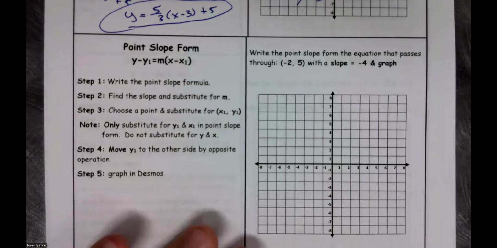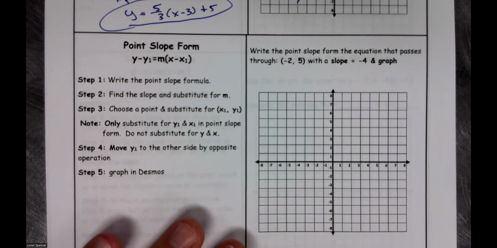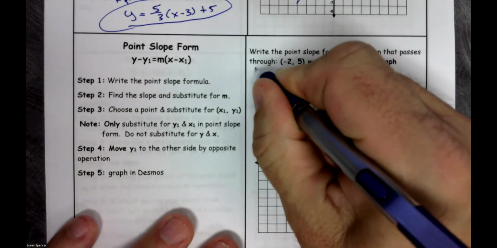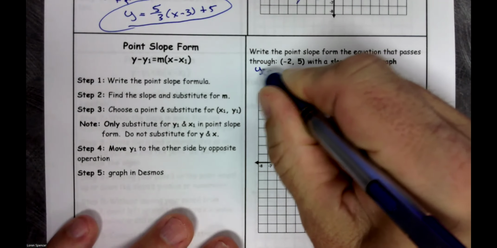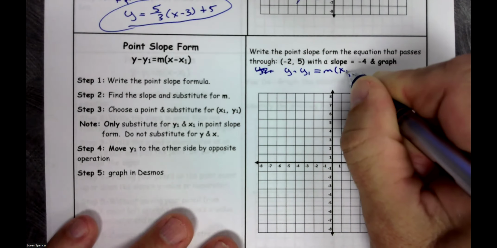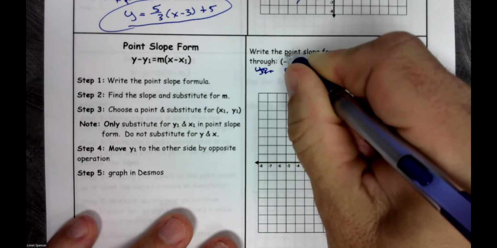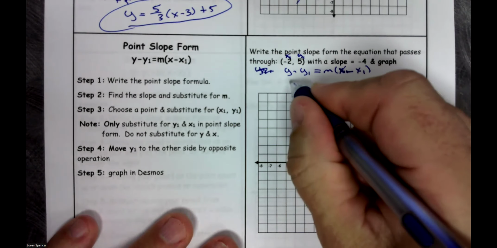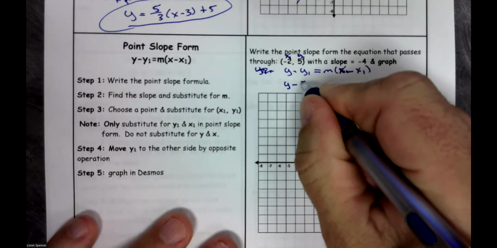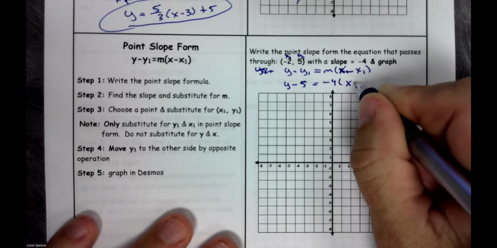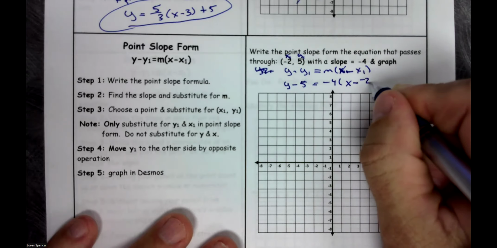All right, the next one. Write the point slope form of the equation that passes through -2, 5. Well, once again, I need to write my formula, even though I don't want to, so I can plug in y minus y1 equals m times x minus x1. Well, this is x1, this is y1, and my slope is -4. So y minus 5 equals -4 times x minus a minus 2.